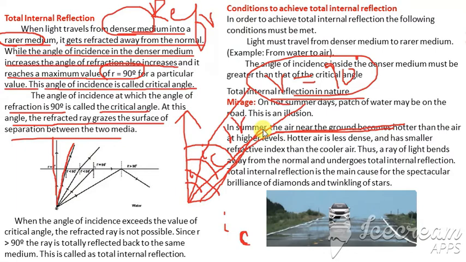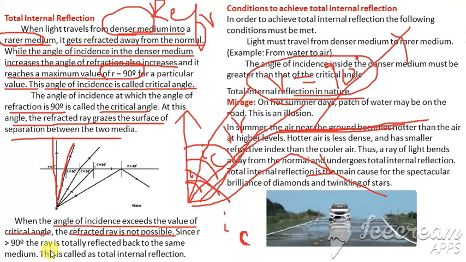At this angle the refracted ray goes along the surface itself. Then further, if you increase the angle of incidence, the ray does not go to the other medium but stays in the same medium. When the angle of incidence exceeds the value of the critical angle, refraction is not possible, but the ray is totally reflected back to the same medium. That is called total internal reflection. Yes, clear?